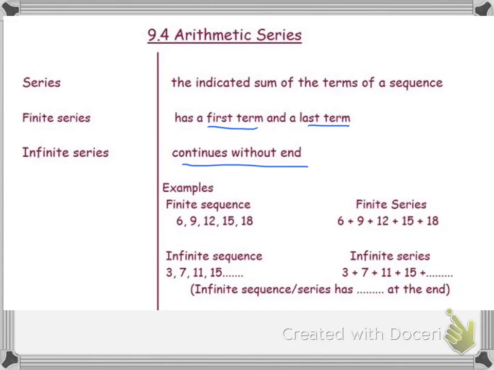Here's some examples. This finite series or sequence here, and this is a finite series. Notice the difference between the two. These have a plus in between them, where this is just a list of numbers, okay, with commas. The infinite, notice the difference between the infinite and the finite. The infinite has the dot dot dot at the end, and it keeps going and going and going, and that's what that means, okay?